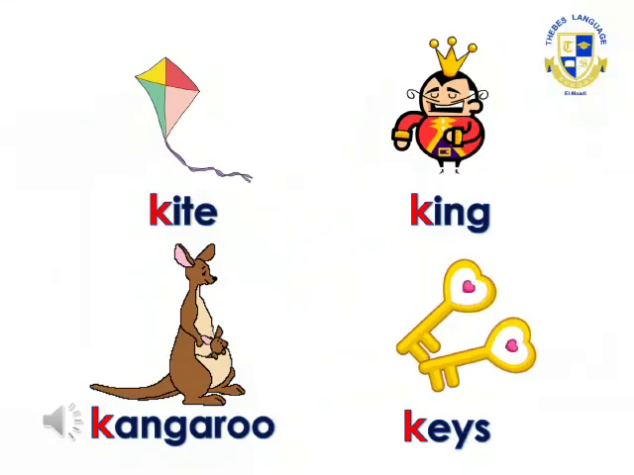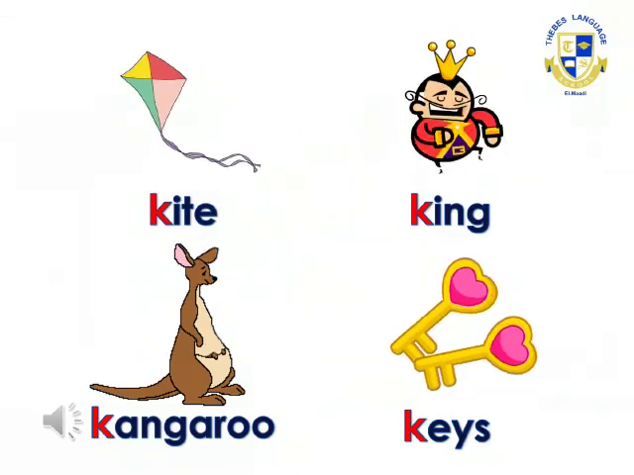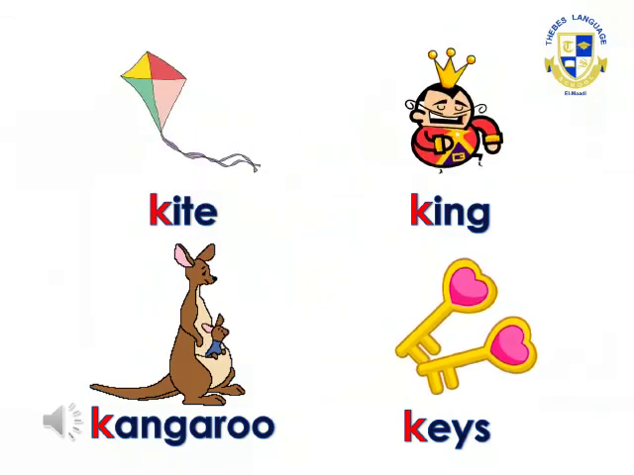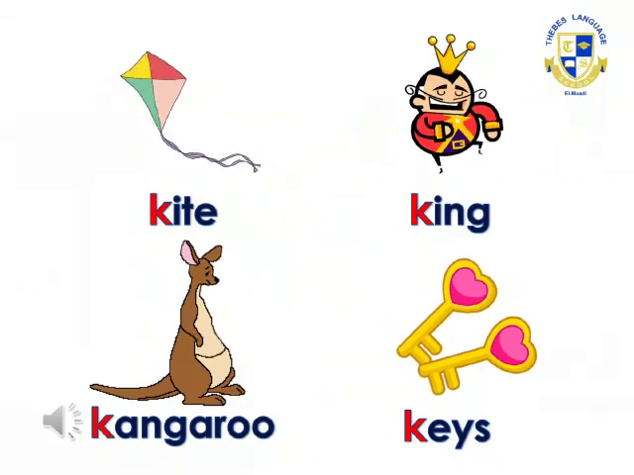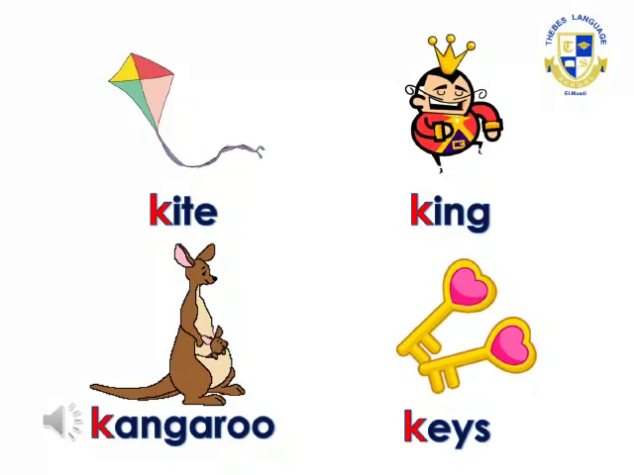Now, let's remember. Cake, kite. Cake, king. Cake, kangaroo. Cake, keys.